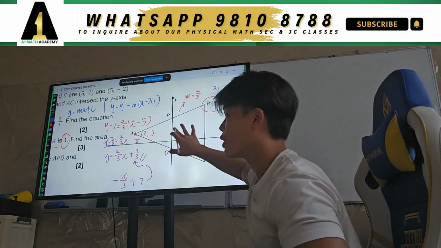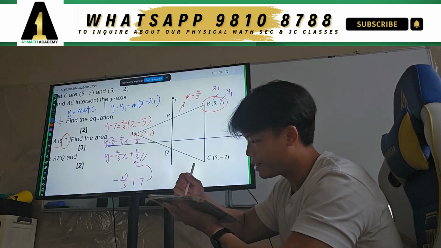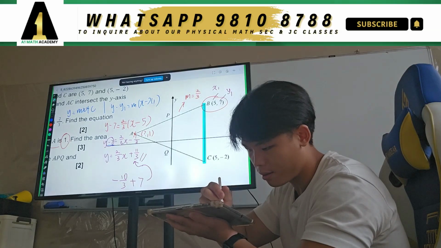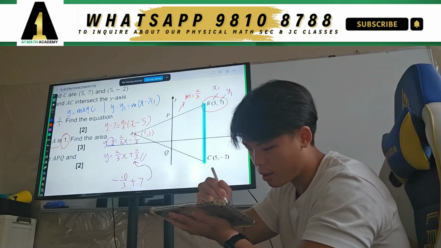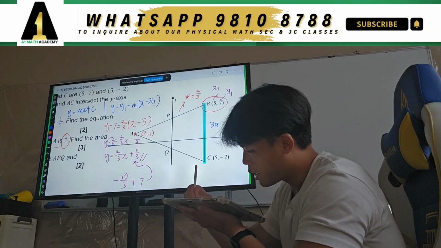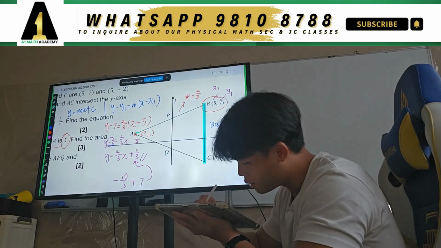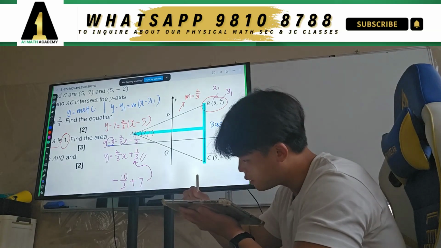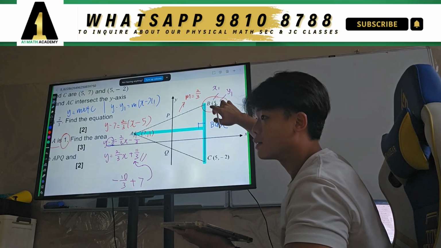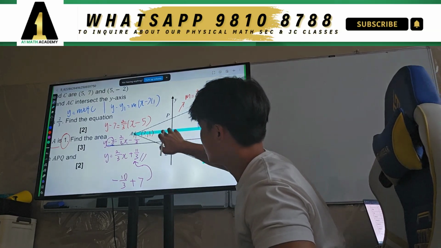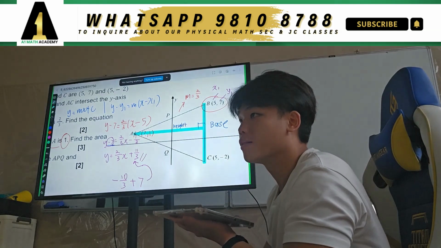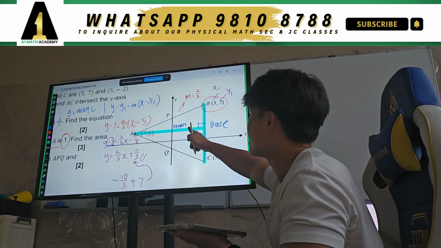So for this triangle, can I say that this whole length over here is the base? This whole length over here, I call this the base. And therefore the height is this one. It's not the whole line that is the base, this whole thing is the base. Then this is the height. We can say that because this is 90 degrees.